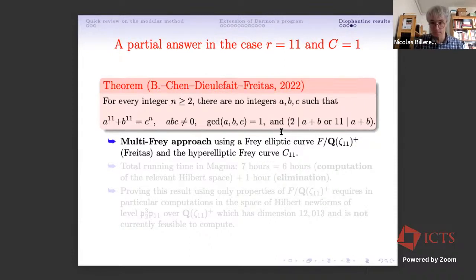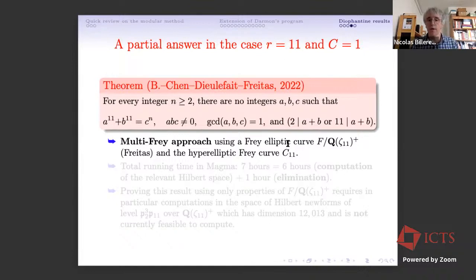And again, if you want to attack this kind of Diophantine problem, we will be using a multi-Frey approach. This time, there is only one Frey elliptic curve which is available in the literature, and its construction is due to Freitas. It's an elliptic curve defined over the maximal totally real subfield of Q(zeta_11), which is a degree 5 extension of Q.